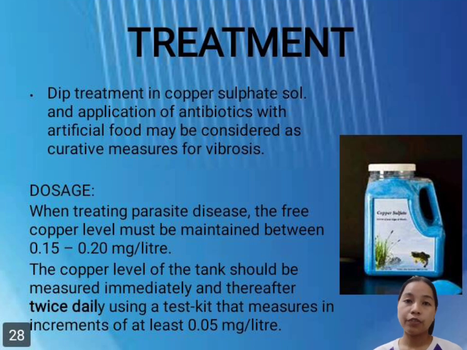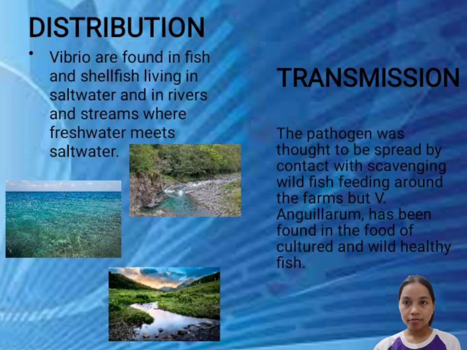The dosage of the treatment: when treating parasite disease, the free copper level must be maintained between 0.15 to 0.20 mg per liter. The copper level of the tank should be measured immediately and thereafter twice daily using a test kit that measures in increments of at least 0.5 mg per liter.